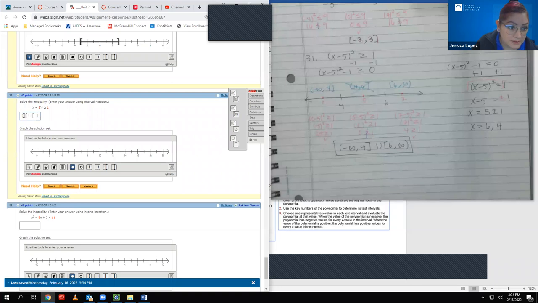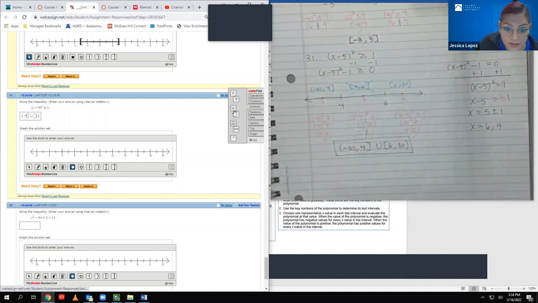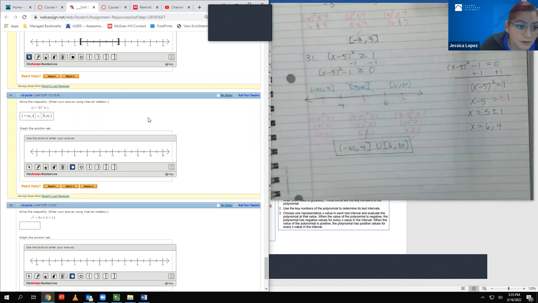And now I'm going to go back and type in everything. So I have negative infinity, comma 4. And then over here, I'm going to type in 6, comma infinity. And now that matches what's on my paper. Over here, I'm going to have a bracket facing in that direction and a bracket facing in this direction on 6. And I'm going to shade the left side and the right side. Come on. Oh, I didn't click it again. There we go.